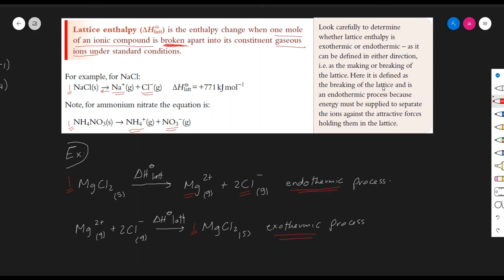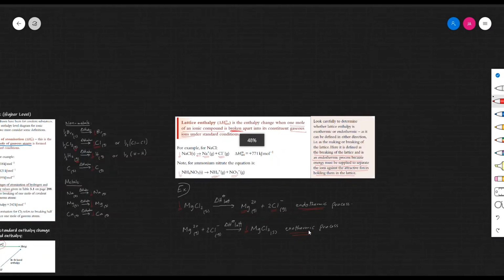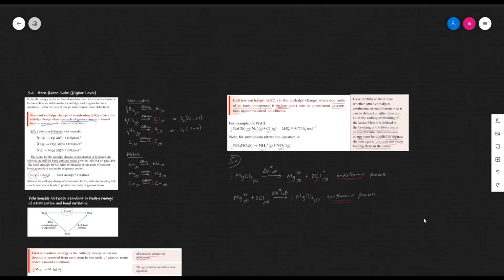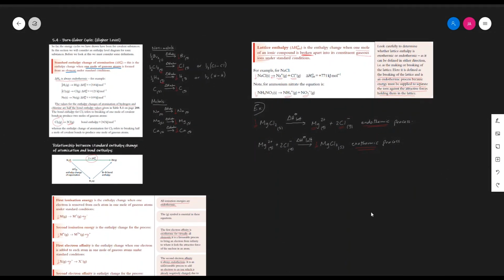Here in this example, it is defined as the breaking of the lattice and is an endothermic process because energy must be supplied to separate the ions against the attractive forces holding them in the lattice. If you wanted the opposite process, which is to form an ionic compound from its gaseous ions, that process would be an exothermic process. These definitions are the definitions that we would use to construct energy cycles for ionic compounds, which are called Born-Haber cycles. I will cover these in the next video, video number 2, which is constructing Born-Haber cycles.